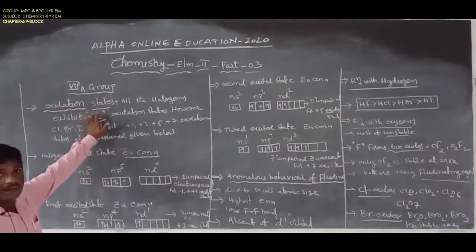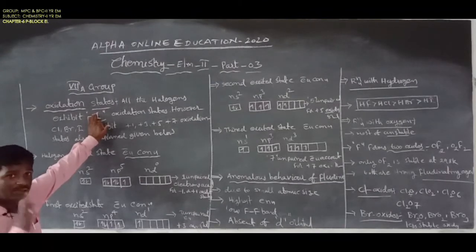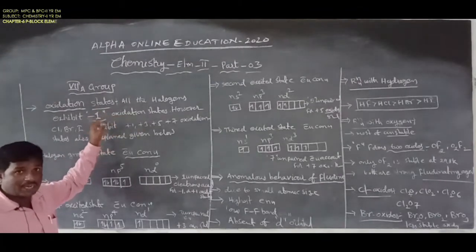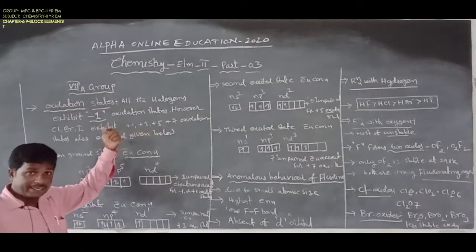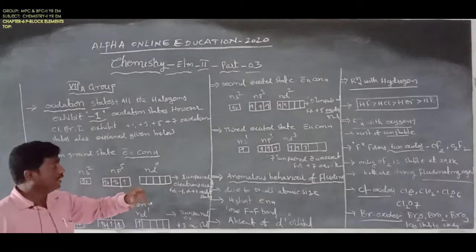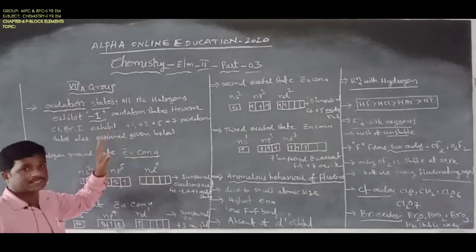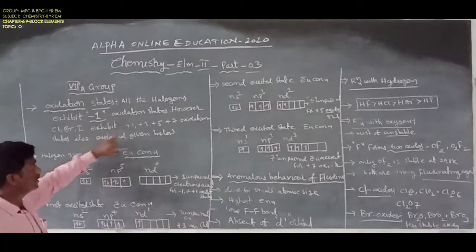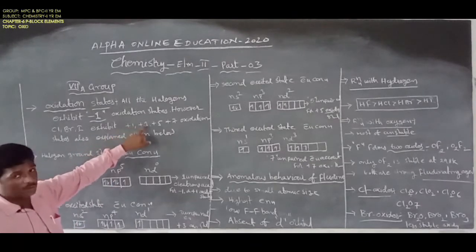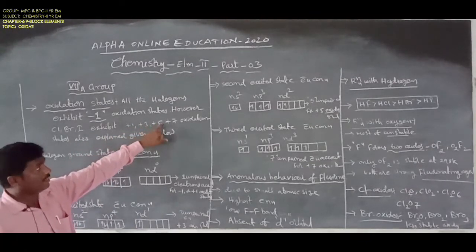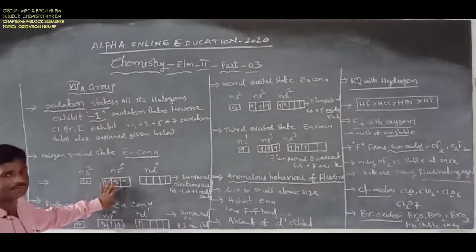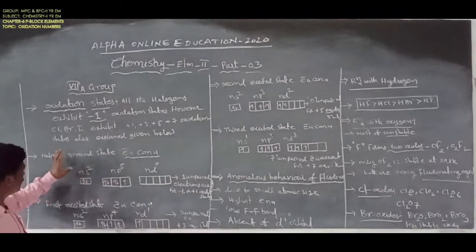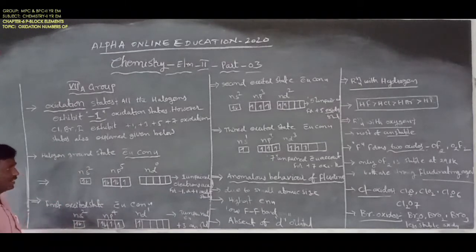All group 7A elements, the halogens, exhibit the -1 oxidation state. However, the remaining elements chlorine, bromine and iodine also exhibit +1, +3, +5 or +7 oxidation states. Those oxidation states are explained by the electron configurations given below. For example, the halogen ground state electron configuration.